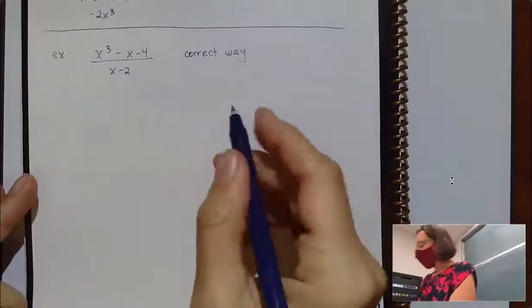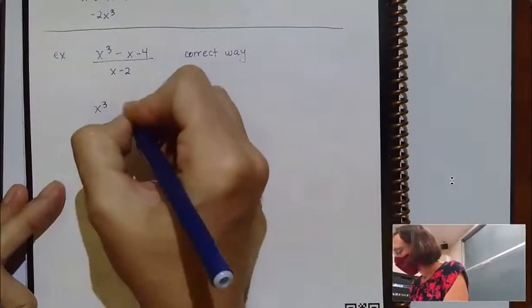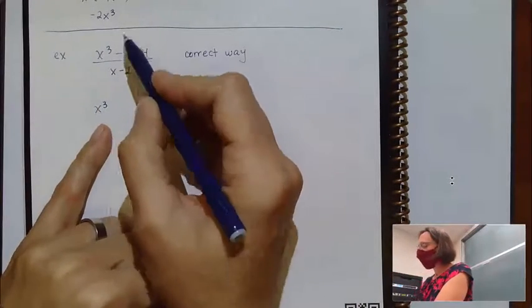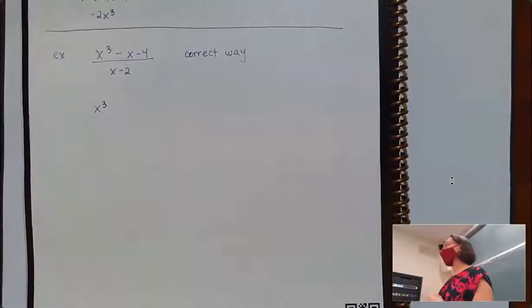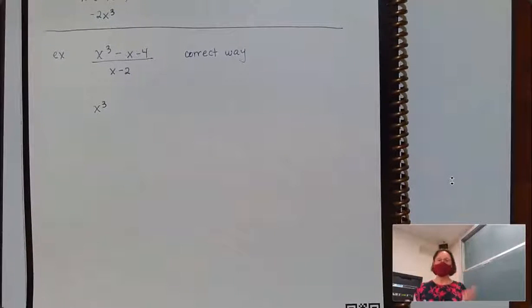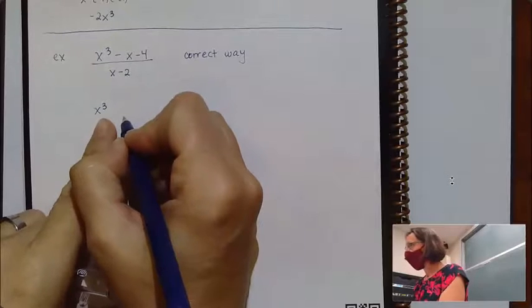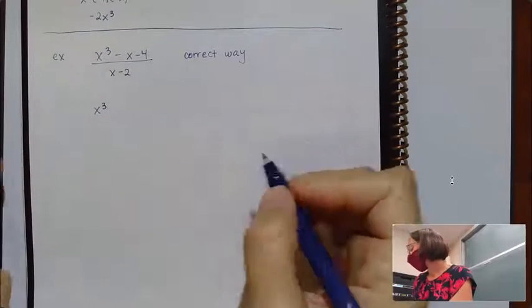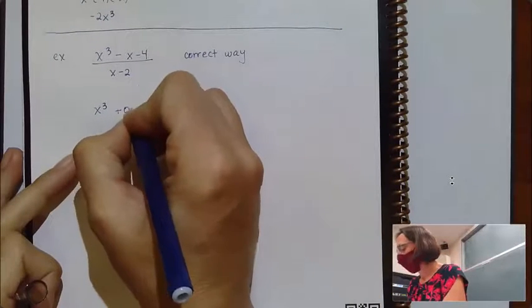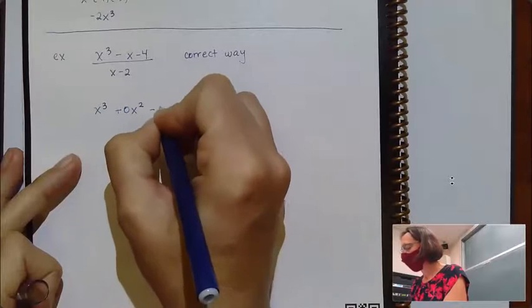So if I'm doing this the correct way, I'm going to take x cubed. Now, notice if our powers were going in descending order, we're missing that x squared piece. So I'm going to leave a little space for it. And sometimes you might even want to put in a 0x squared as a placeholder.